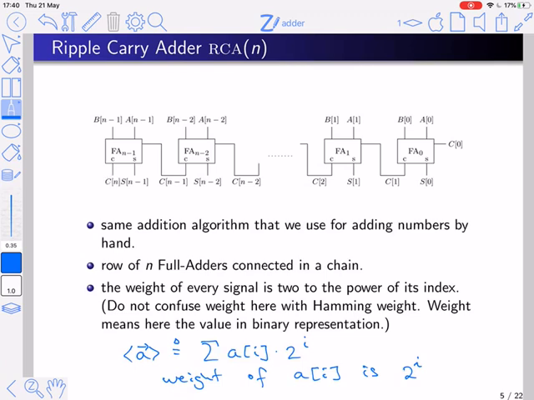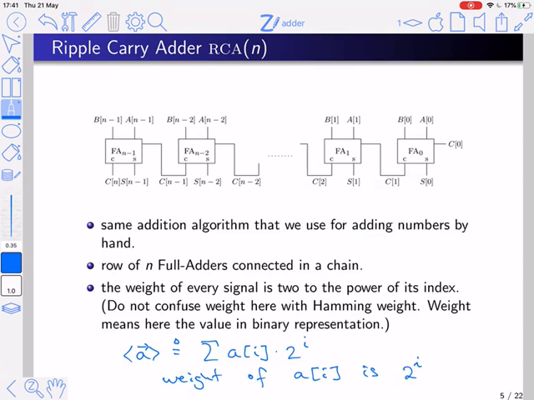Now, if you think about it for a second, this design implements the way that we perform addition by hand. We scan the bits from the least significant bits to the most significant bits, add them one by one, may have a carry, add them, may have a carry, and so on. So in fact, this design is the same addition algorithm that we learned in elementary school.